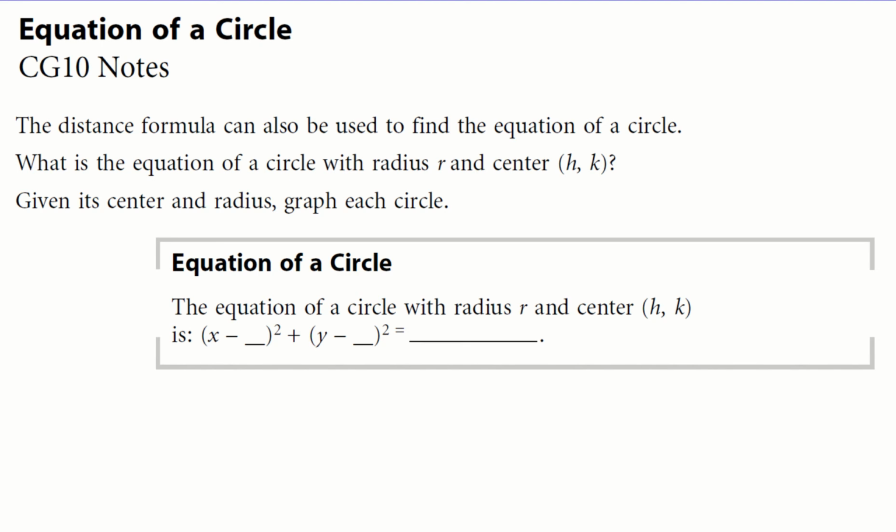The equation of a circle with radius r and center (h, k) is (x minus h) quantity squared, plus (y minus k) quantity squared, is equal to the radius squared. Now you might be thinking, wait a minute, that looks a little bit familiar. Have I seen that before? Yes, you have. That looks a lot like the distance formula, the one that we worked with on CG9.